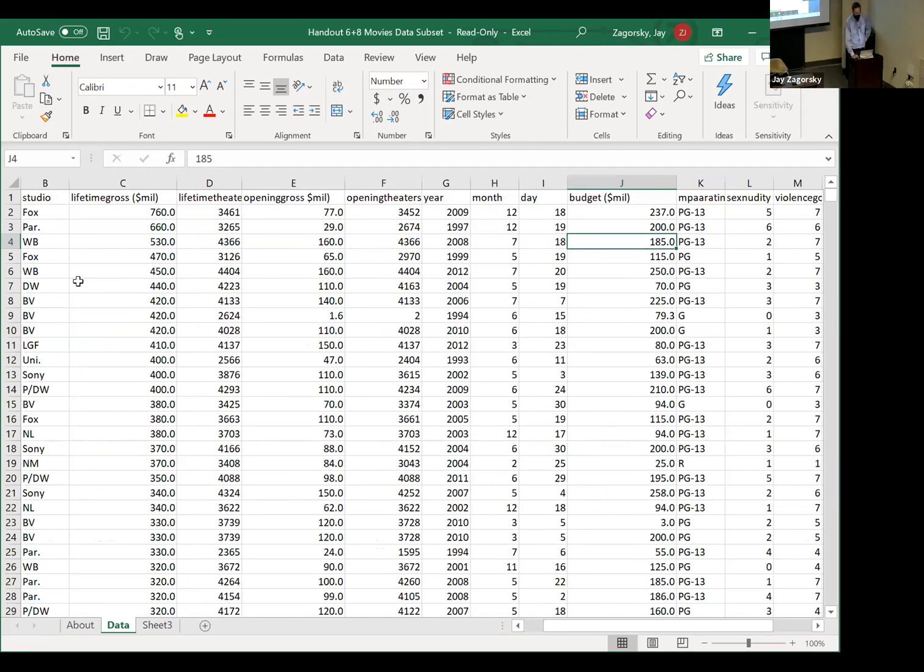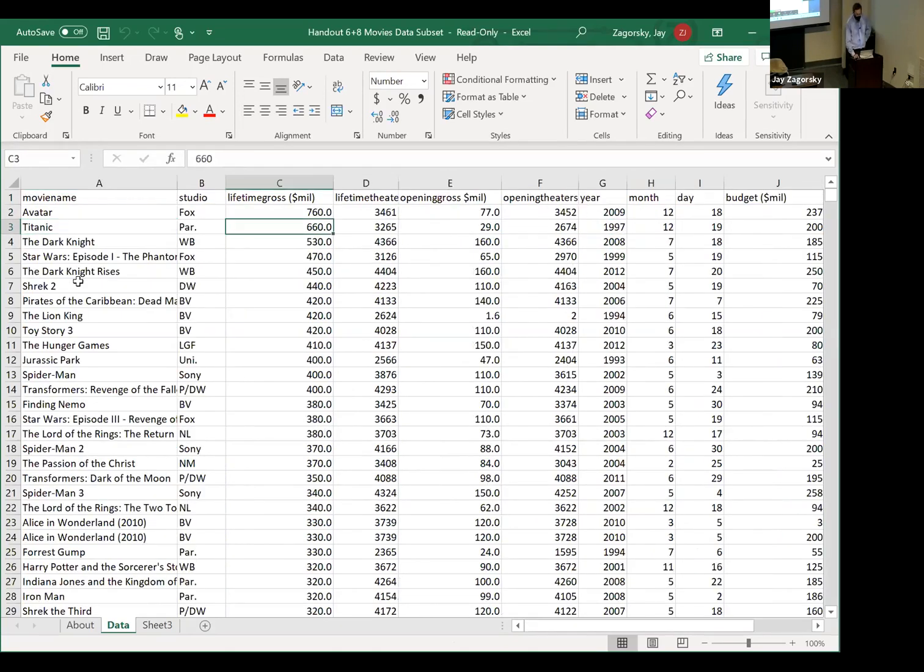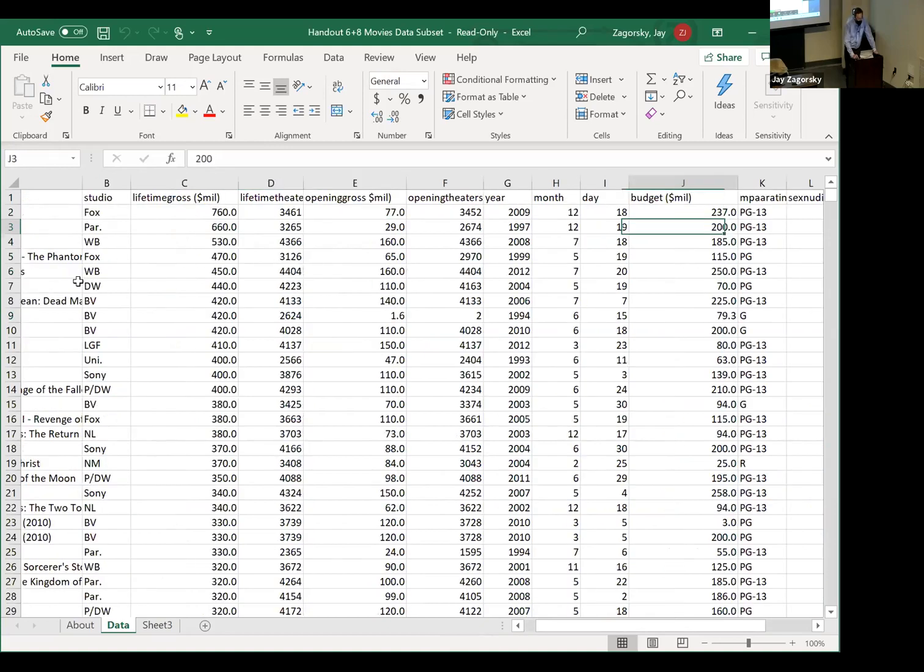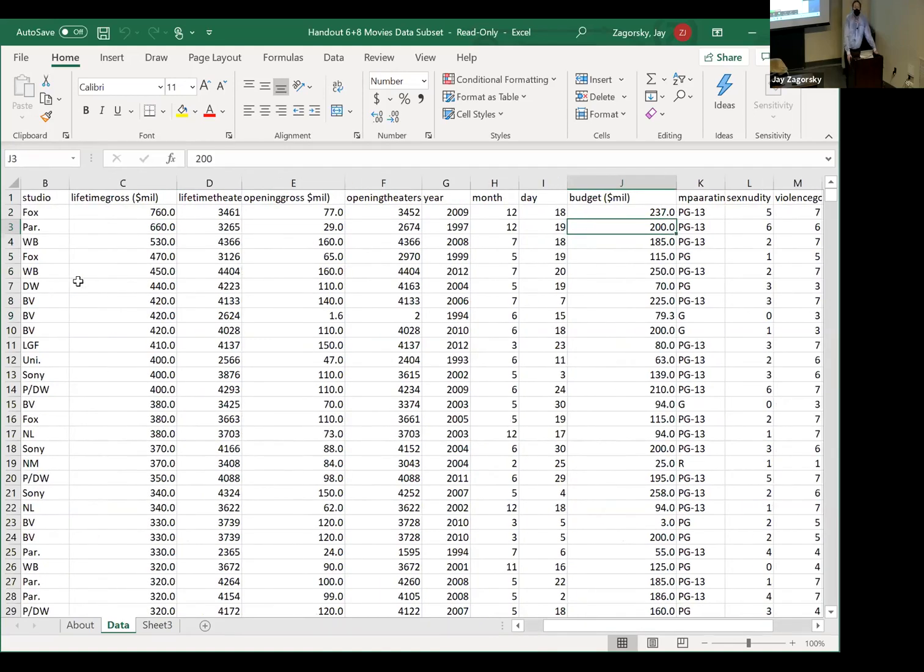So what we'd like to do is look at column I, budget, and see if that explains lifetime gross. So your goal is to run a regression right now, using column C and column, what was budget? Budget was column J. Column C and J, and I'll be quiet for a minute or two, and then I'll show you what I got for results. Does that make sense? Any questions?